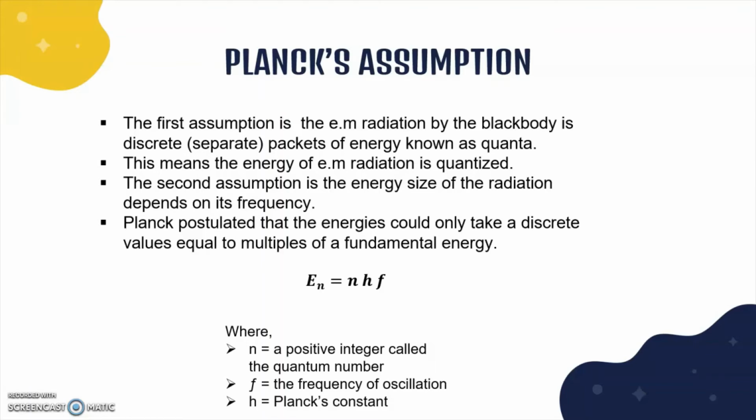The second assumption is that the energy size of the radiation depends on its frequency. Planck postulated that the energies could take discrete values equal to multiples of a fundamental energy. As you can see in this formula, n is a positive integer called the quantum number, f is the frequency of the oscillation, and h is Planck's constant.